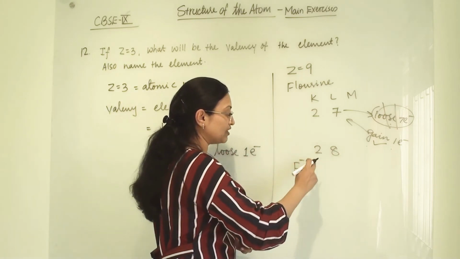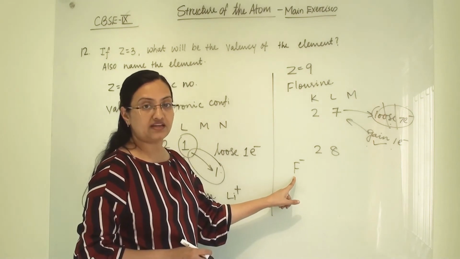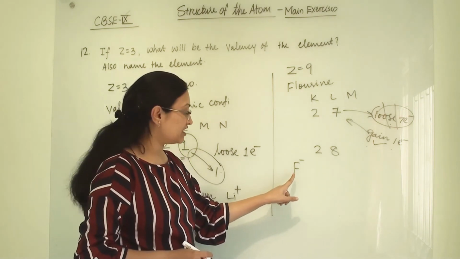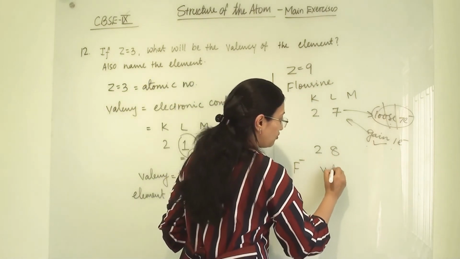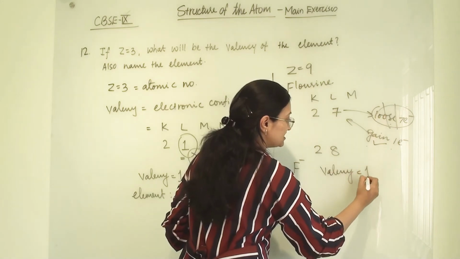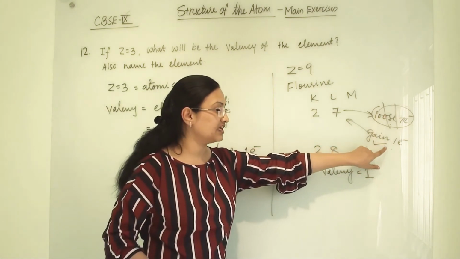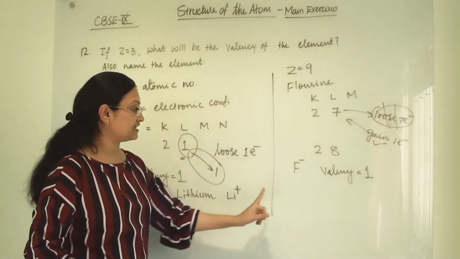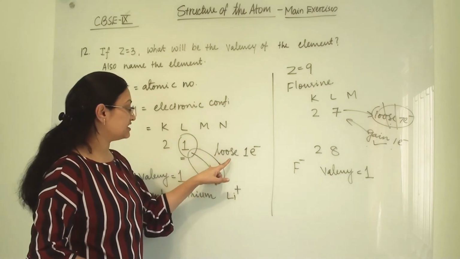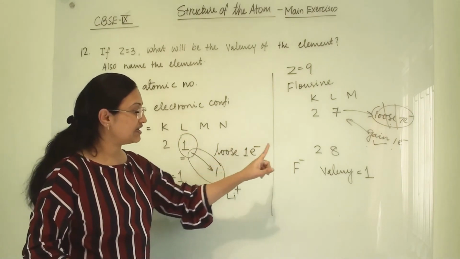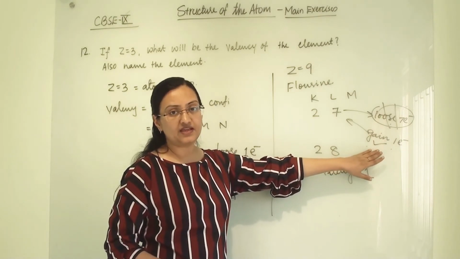It is gaining 1 electron, so it will make a fluoride ion, a negative ion with 1 negative charge. And here the valency of fluorine is 1. Why? Because it attains the stable state after gaining 1 electron. In both cases, the valency of the element is 1. But here it is achieved by losing 1 electron, and here by gaining 1 electron.